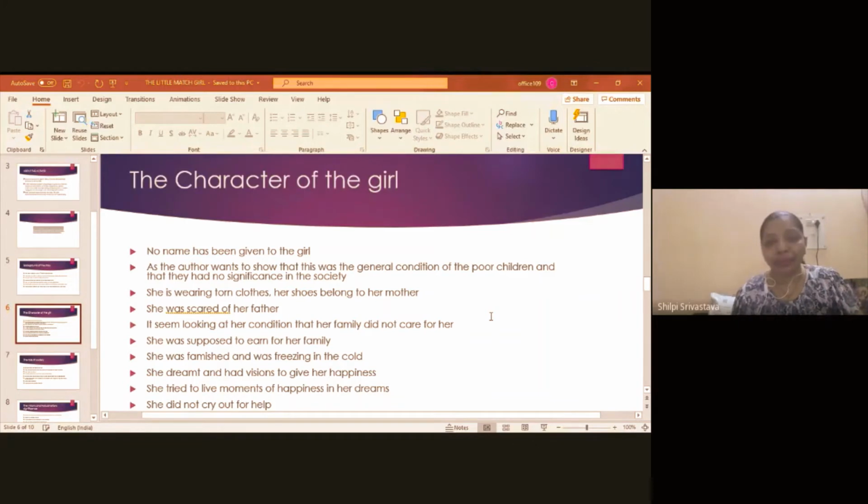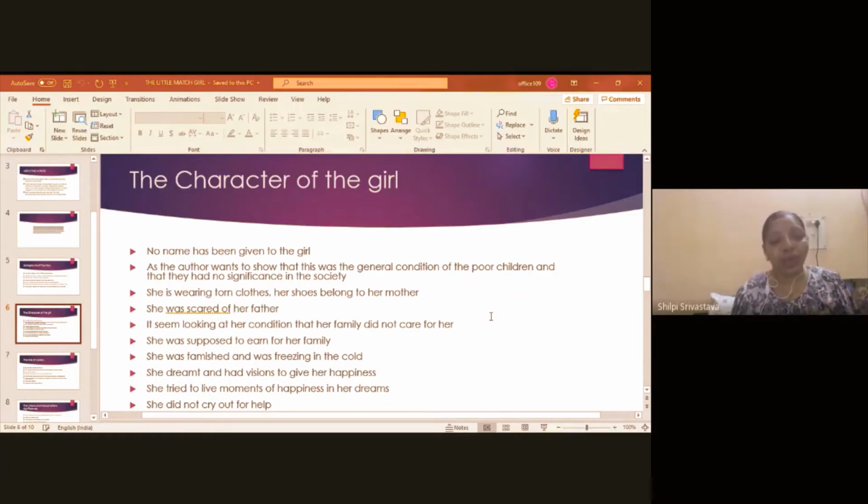The reason why she has not been given any name is mainly because maybe the author wanted to represent this girl. This girl was representing the entire class of those children who belong to the poor families. So it was not a particular person he's talking about, but he's talking about a girl who's representing that entire poor society. As the author wants to show that this was the general condition of the poor children, they had no significance in the society.